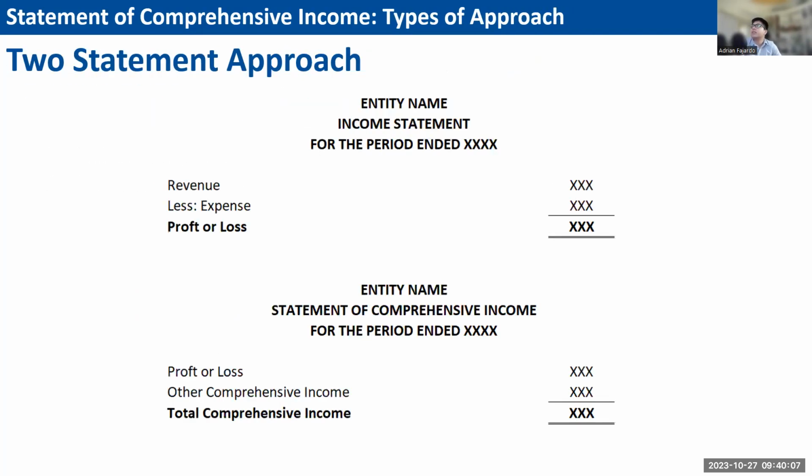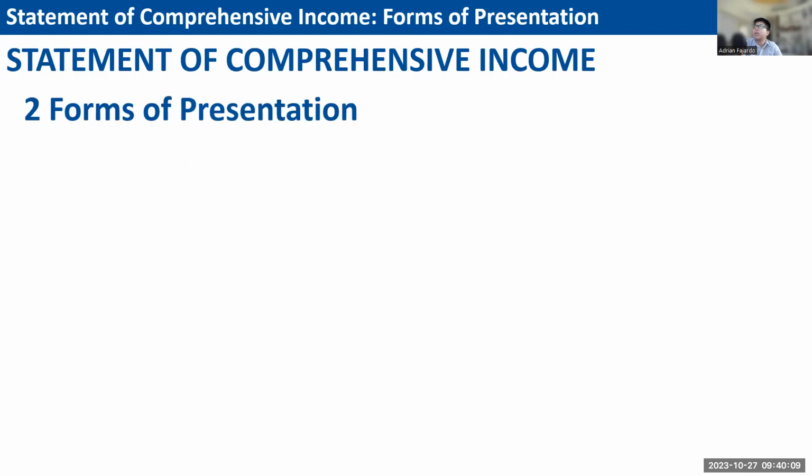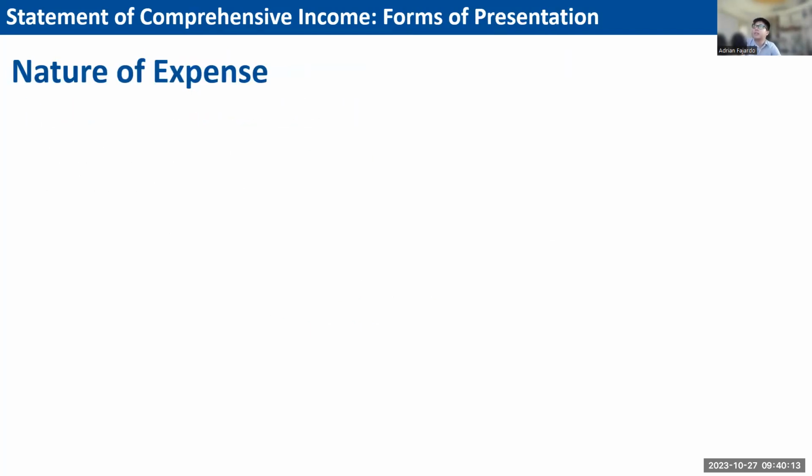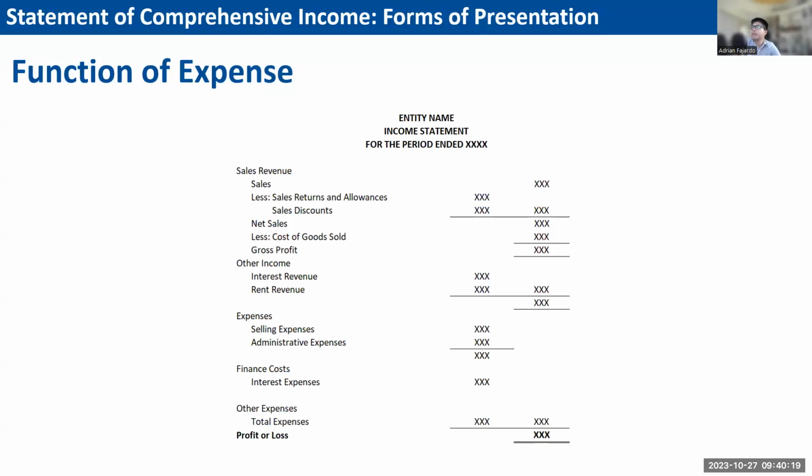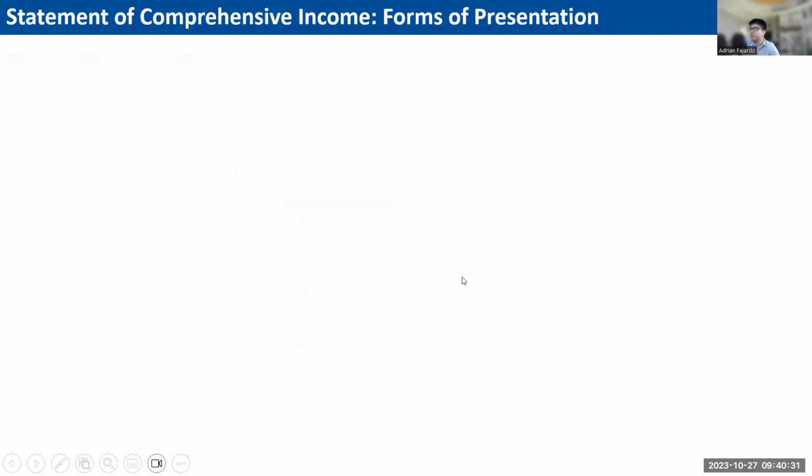Aside from that, there are two types of approach, and there are two forms of presentation. Nature of expense: revenue minus expense is equal to your profit and loss. And then merong function of expense. Sale, ito, so medyo mas magulo, wherein you just record it based on the types of expenses. So those are just ways to study.